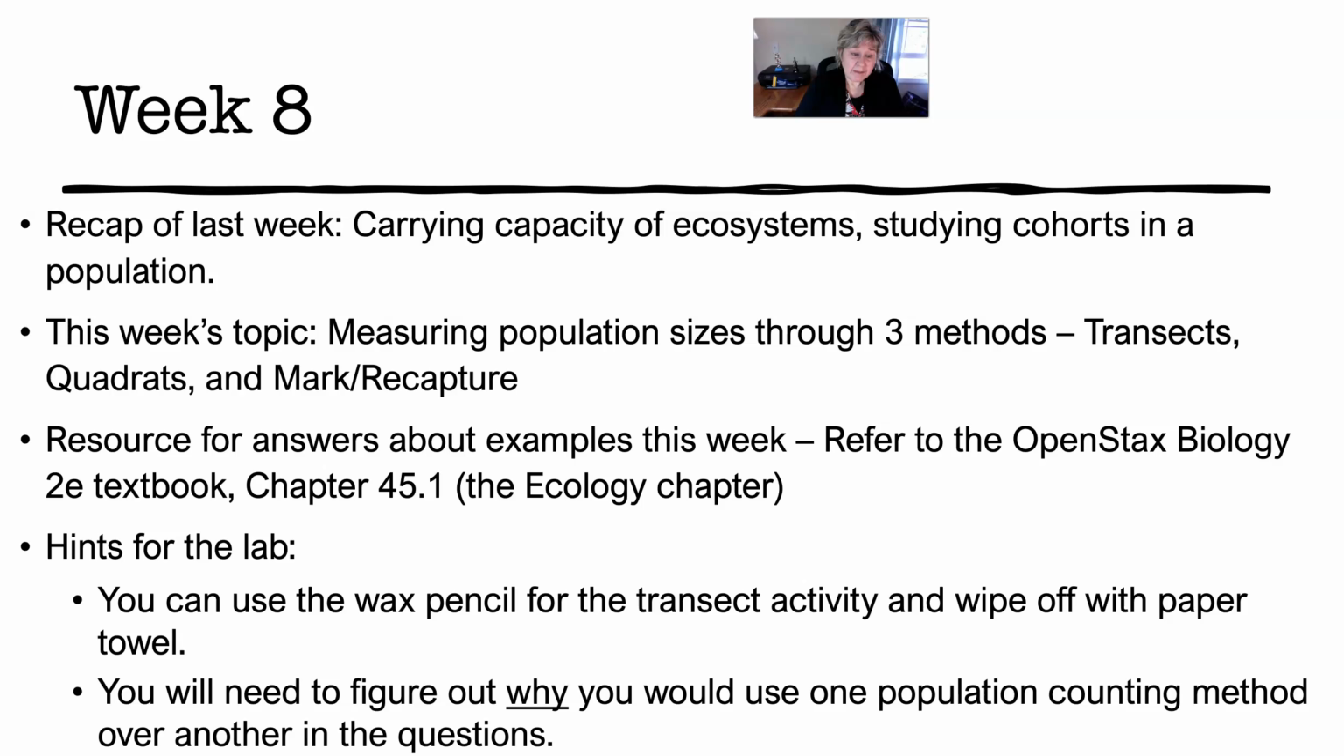Some hints for the lab this week. You can use that wax pencil that you have been using all term for the transect activity and just wipe it off of this laminated sheet with a paper towel. It works perfectly fine. So go for it. You don't have to have a dry erase marker or anything. Just use that wax pencil. You already have it. And then you're going to figure out why one population counting method is better over another one for a different species, and that you will also explain in your examples.